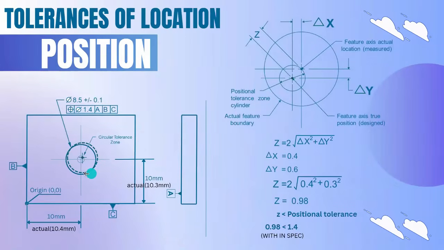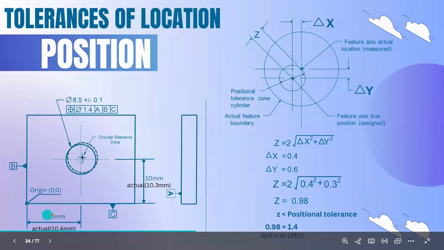Here in this picture, you can clearly see the offset. The dotted circle is the exact part. It has some offset, and we're going to calculate that offset. For the x distance of 10 mm, the actual is 10.4, and for y, 10 mm, the actual is 10.3. So the deviation of x is 0.4 and the deviation of y is 0.3.